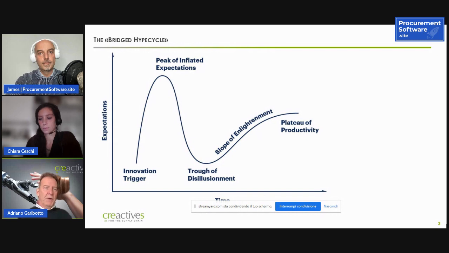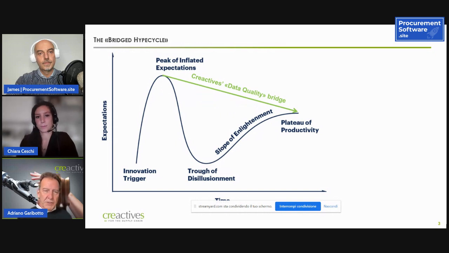So one of the ways to bridge this difficulty is exactly the quality of the data. What we maintain at Creactives is that it is necessary to have high quality data to avoid falling into that hole. And sometimes it happens that there are complete failures of implementations of new approaches because of the quality of the data.